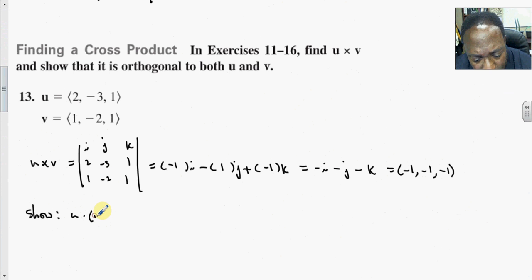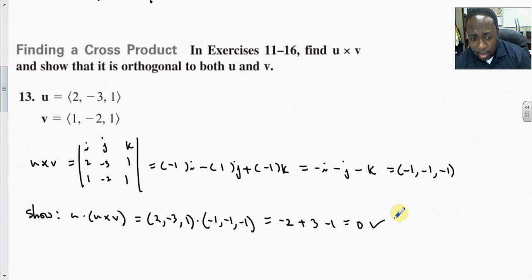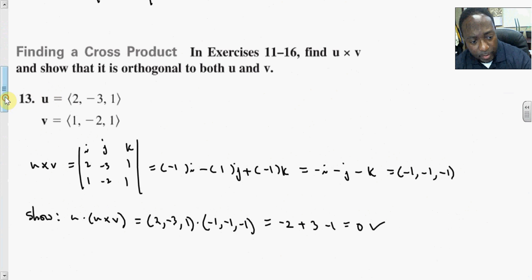So here, this is u cross with V. I'm just going to go ahead and list it. So U is 2, -3, 1. Take the dot product with that and this cross product, -1, -1, -1. So this gives us -2 plus 3 minus 1 gives us 0. And that's how it's supposed to be, because the cross product is said to be perpendicular to the vectors by which it was formed, U and V.